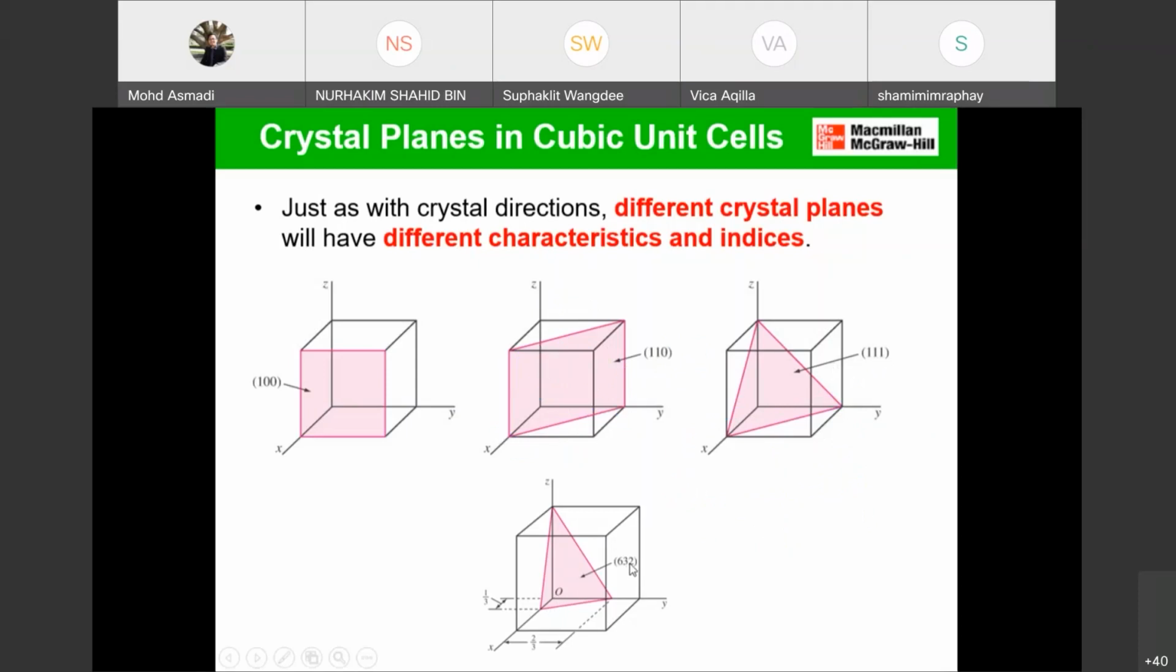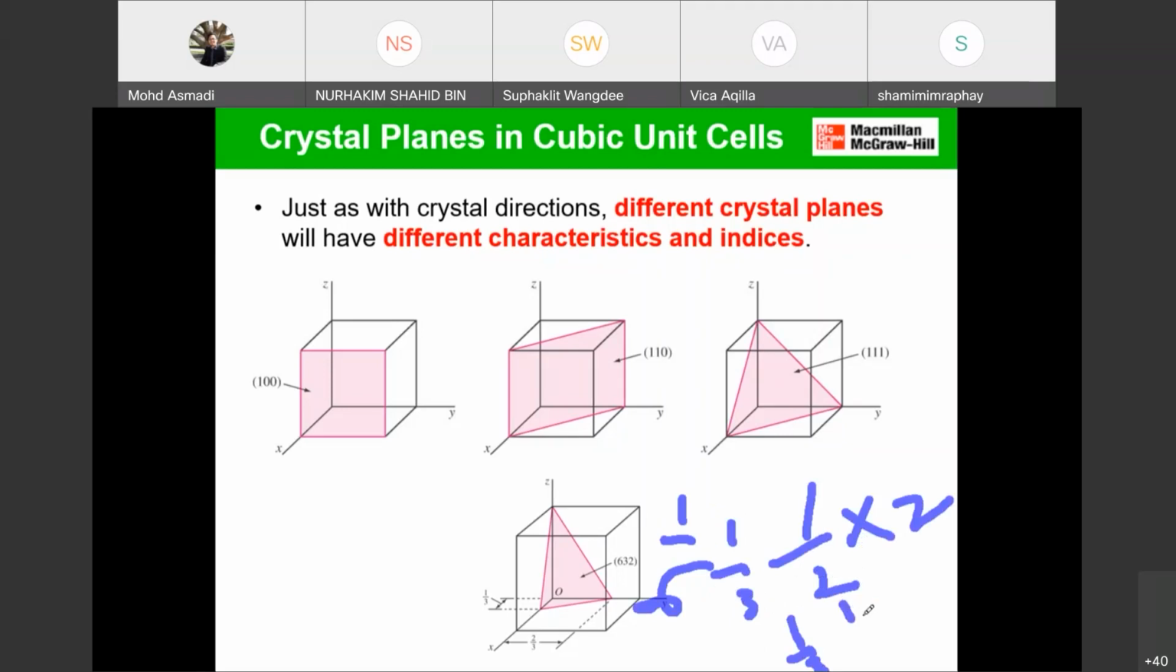How about this one? 6, 3, 2, right? So meaning that 1 divided by 6, 1 divided by 3, 1 divided by 2. What if we multiply by 2? Times with 2, you can get 1 divided by 3, this one 2 divided by 3, and this one 1. So the position is 1/3 for x, 2/3 for y-axis, and this one for the last axis. So you just mark here, and mark here, and connect all the points. So you can get 6, 3, 2. But you have to do reciprocal first.